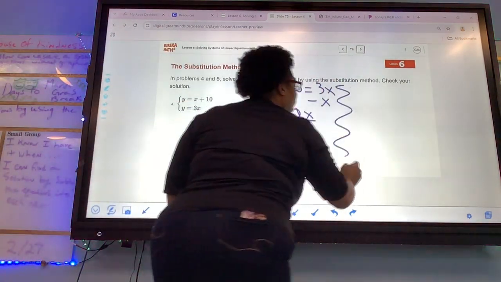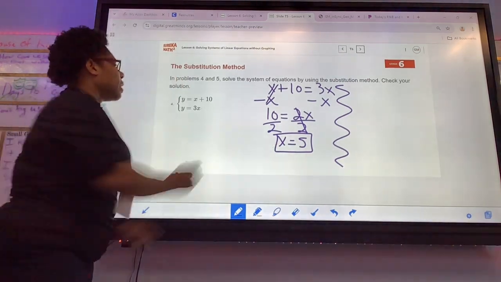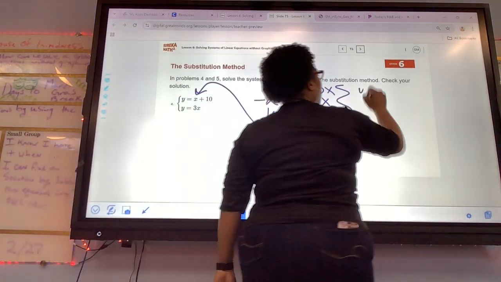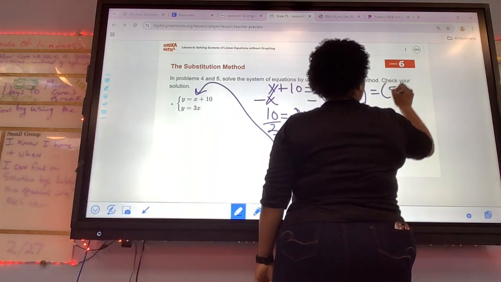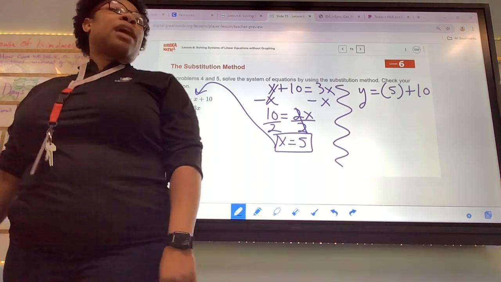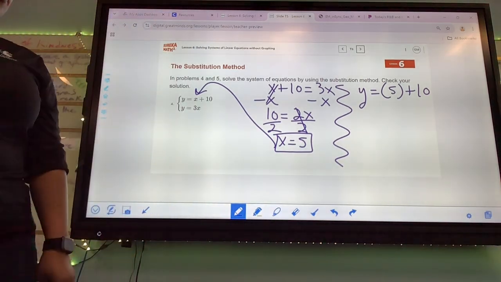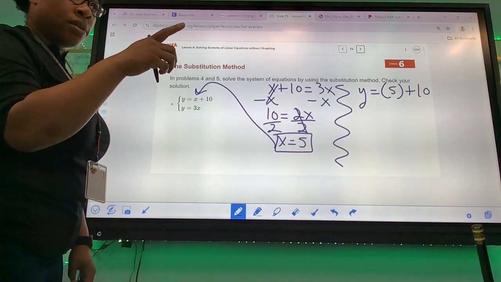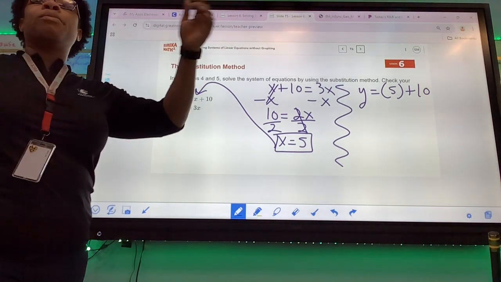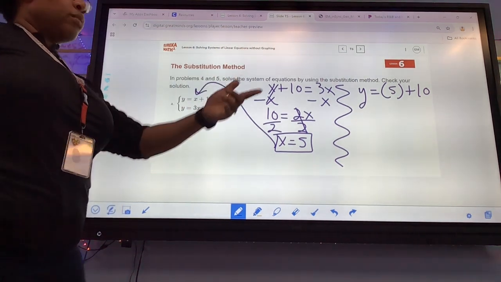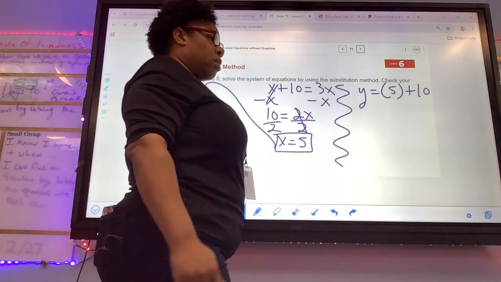So now that we know x is equal to 5, I'm going to take this and sub it in for my x. So now I have y equals 5 plus 10. The next step says what? Solve for the remaining variable. What's our remaining variable? And then I'm going to answer your question, Grayson. Our remaining variable is y. Wait, why is that not the answer?